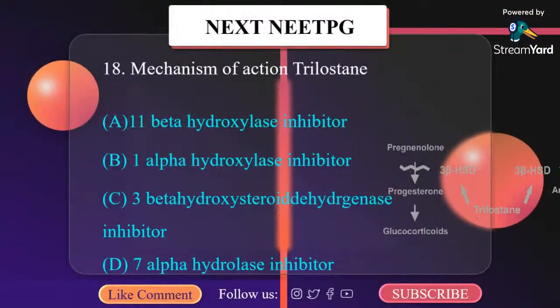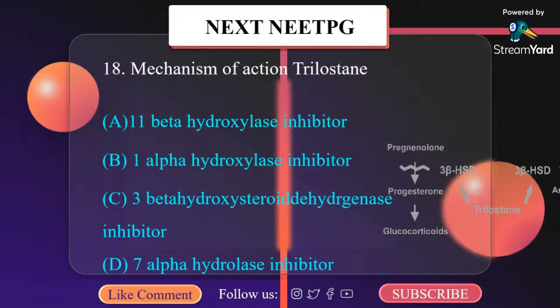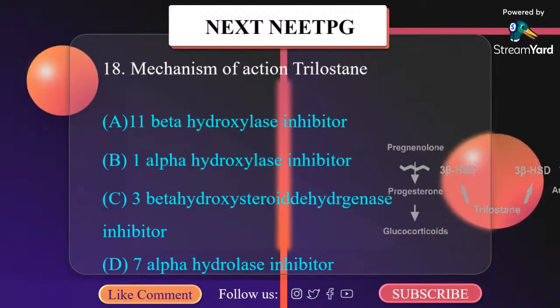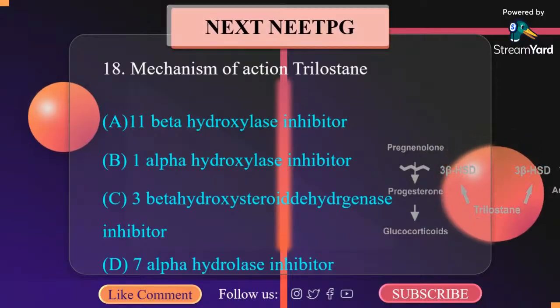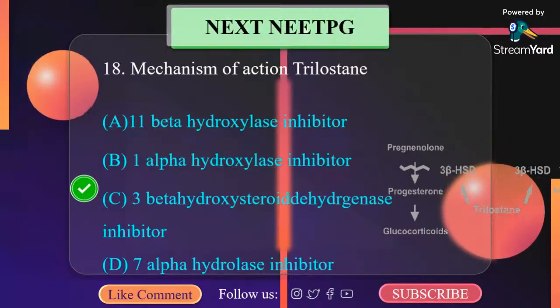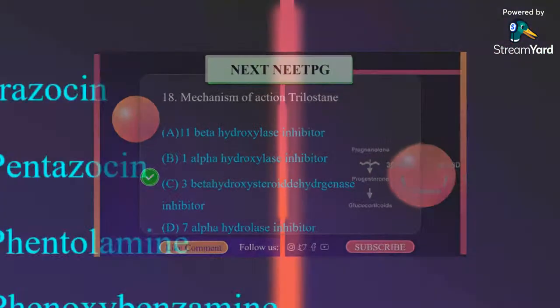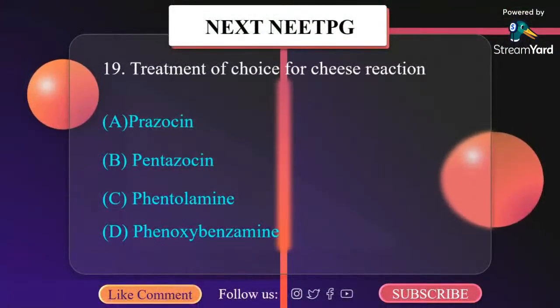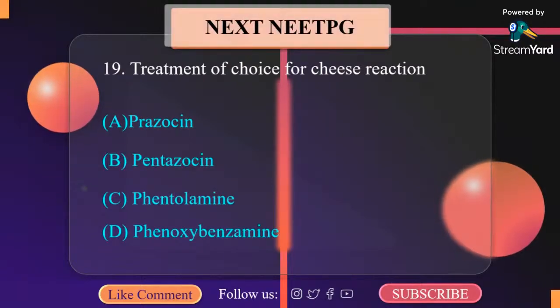Mechanism of action of trilostane is A, 11 beta hydroxylase inhibitor, B, 1 alpha hydroxylase inhibitor, C, 3 beta hydroxysteroid dehydrogenase inhibitor, D, 7 alpha hydroxylase inhibitor. It is 3 beta hydroxysteroid dehydrogenase inhibitor. So it is C. Treatment of choice for cheese reaction is A, prazosin, B, pentazocine, C, phentolamine, D, phenoxybenzamine. It is phentolamine.